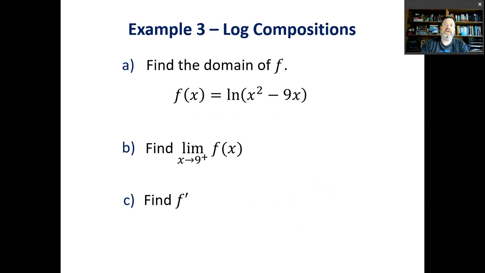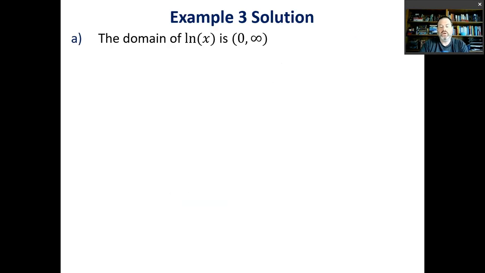All right, so here we have an example that is a composition of several log functions. So our function is natural log of x squared minus 9x. We're going to find the domain. We're going to find the limit as x approaches 9 from the positive side. And then we're going to find the derivative. So lots and lots of stuff going on here. So let's jump right in.